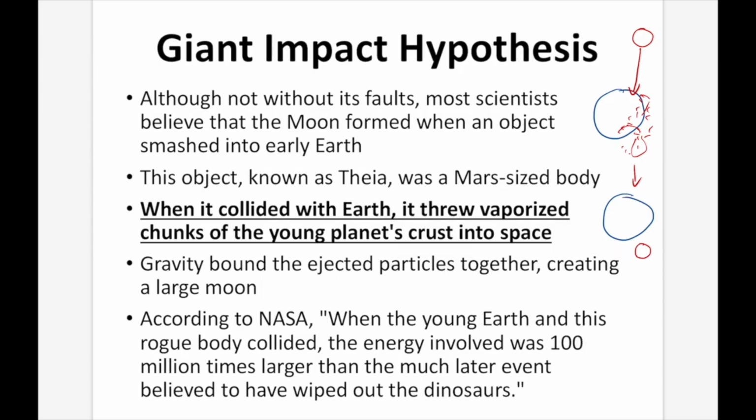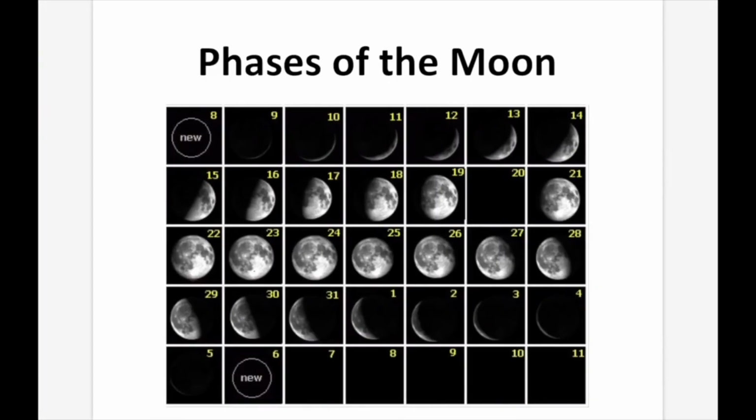Now again, we don't know what the answer is. We don't know how the moon formed, but most scientists believe the giant impact hypothesis is the most likely. Phases of the moon. So you can see this is a series of days where we go from a new moon back to a new moon. And you can see the different phases of the moon during that time.